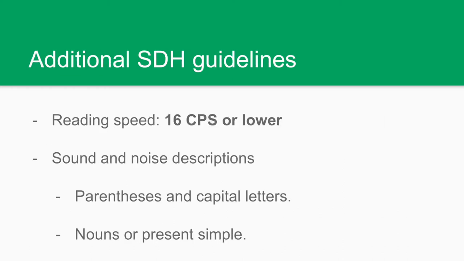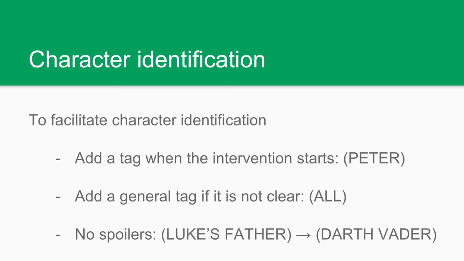We will set our new maximum reading speed for SDH subtitles at 16 characters per second, and describe relevant sounds and noise using parentheses, capital letters, and either the present simple tense or nouns. If character identification turns out to be especially difficult at some point during the audiovisual excerpt, we could choose to add a tag with the character's name at the start of the intervention. The following interventions by the same character would not be identified unless a different character speaks in the middle. This avoids redundancy. When many people speak at the same time, we may decide to add the all tag to make it clearer.